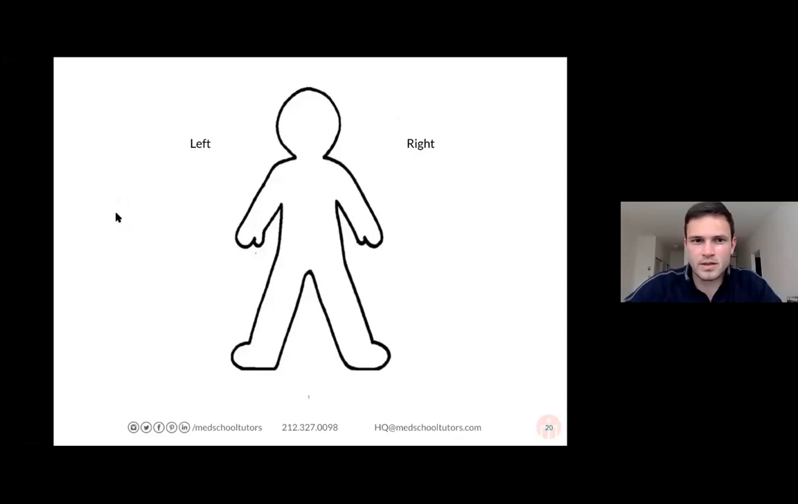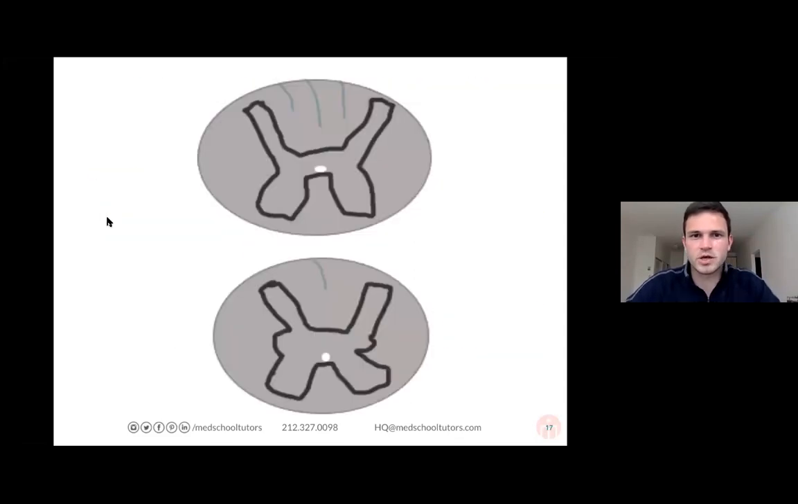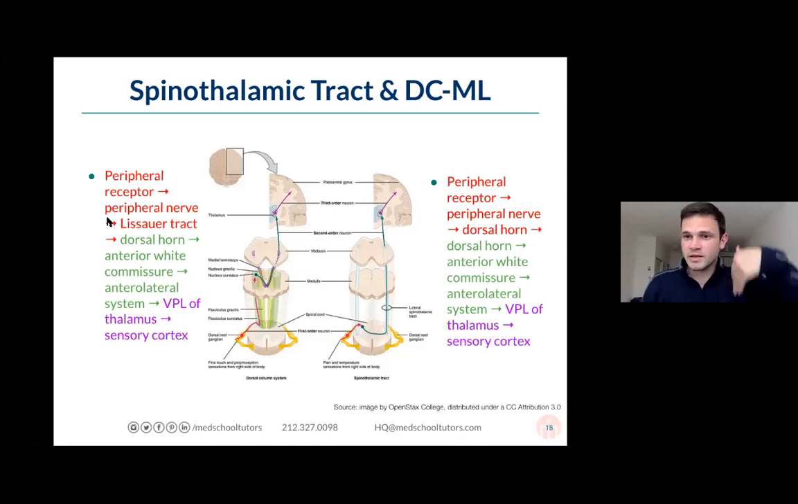All right, I skipped ahead a couple slides with my drawing. Great. Okay, so we did our descending motor. Now we have two ascending, right? And I split them into pain and temperature, and vibration and proprioception. So when you do neurology clerkships, you'll test them both in patients, right?